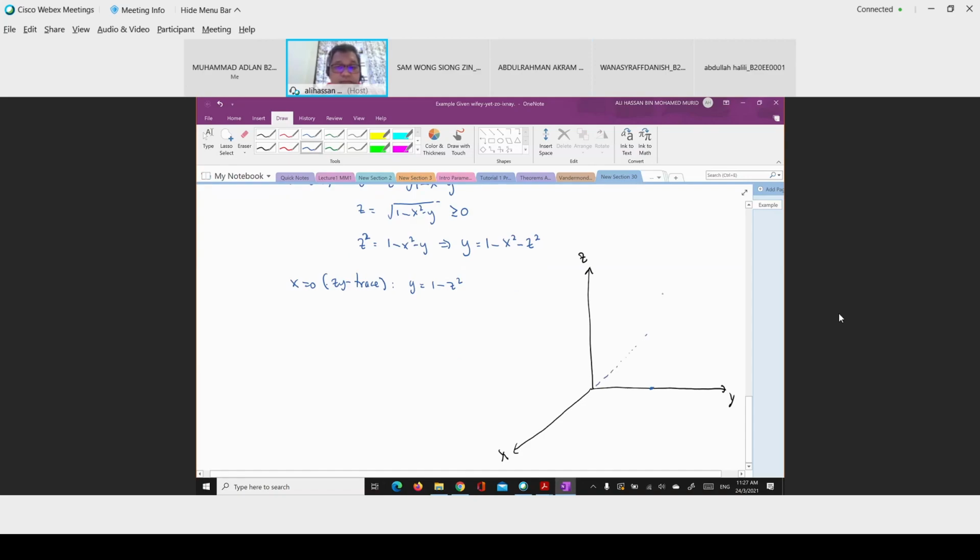What else? On a zy plane, when z is 0, y equal to 1. When y is 0, z equal to plus or minus 1. Suppose 1 here, minus 1 here. So let's connect. So on a zy plane, it is a parabola y equal to 1 minus z squared.